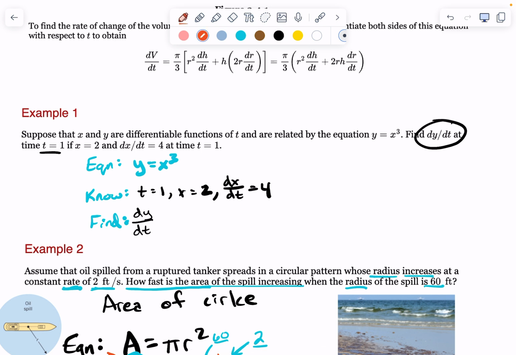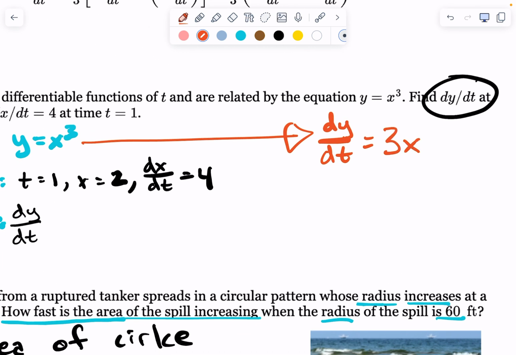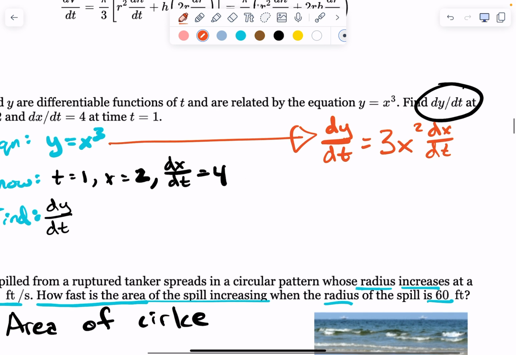Okay, so now what? Plug it all in. Not yet. We've got to take the derivative first. What's the derivative of y? dy/dt. Everything's related to time now. What's the derivative of x cubed? 3x squared, times dx/dt. Now I have to put something behind x's, right? We are trying to find dy/dt. So I'm just going to plug numbers in.